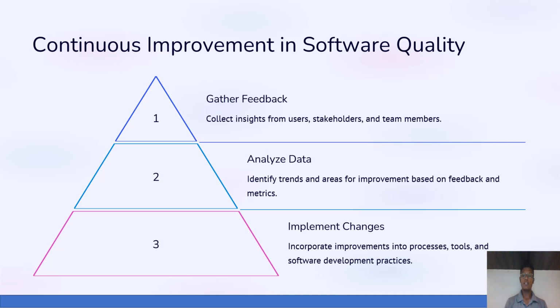Next one is implement changes: incorporate the improvements into the processes, tools, and software development practices. We have to check the feedback from the users, and we have to improve the system quality. This is all about system quality.